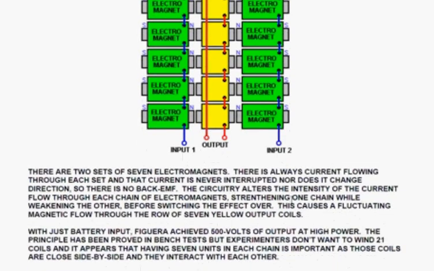Now, please understand, if you're trying to replicate this, pay attention to the fact that there are 7. This isn't just being drawn in for fun. There are 7 separate electromagnets on each side, and they are positioned close together, side by side, and they interact with each other as you alter the magnetic flow. The same applies to the yellow ones, which are output.